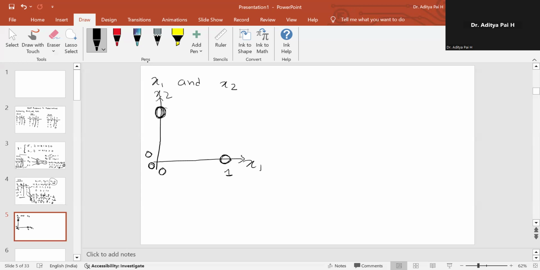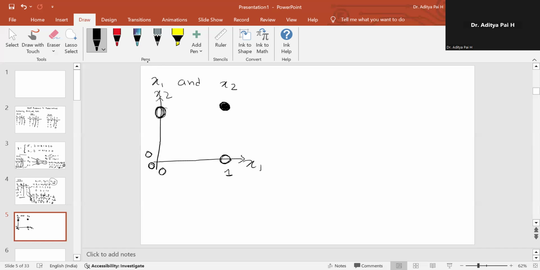But in the case where both x1 and x2 are 1 and 1, which is somewhere over here, then you can say that it is a 1. So you can see the output. I put this darkened circle, which signifies that your output is 1.